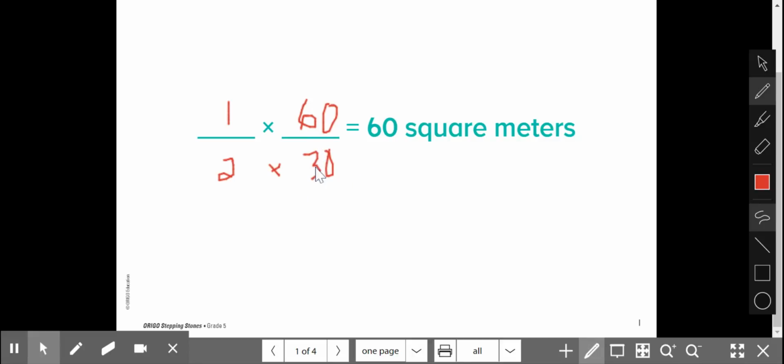Okay, let's see. Can we take half of this? Well, we sure can. Half of 30 is 15. If we half this, then we have to double this, 4. So now we're left with 4 times 15, which does equal 60. We could continue to half this and double this one, and we'll still get 60 for our answer.